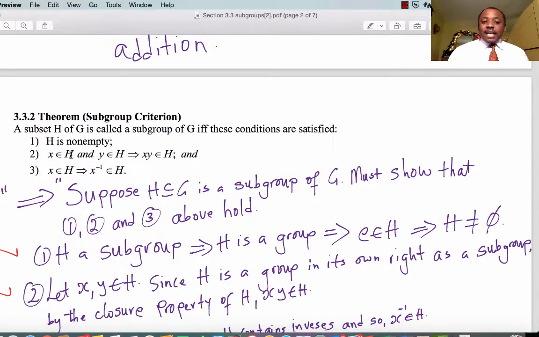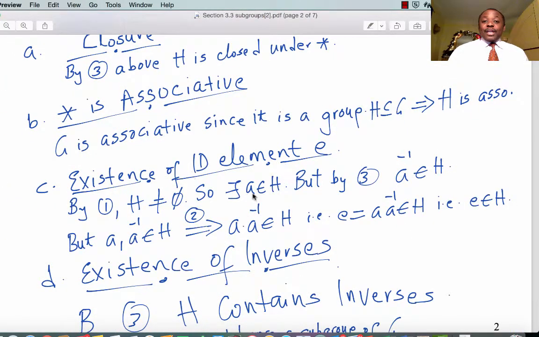If X is in H, Y is in H, XY is in H. So, if A is in H, A inverse is in H, by condition 2, A times A inverse is an element in H. But what is A times A inverse? E. So, we have E in H.